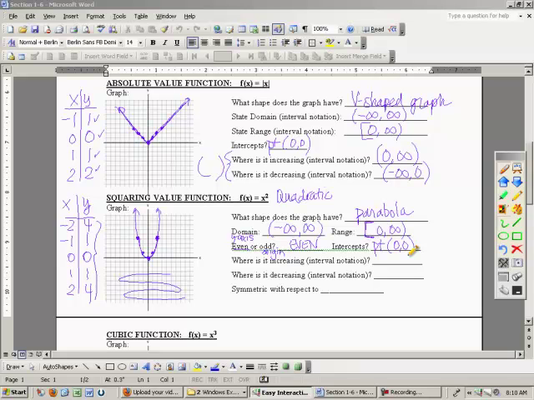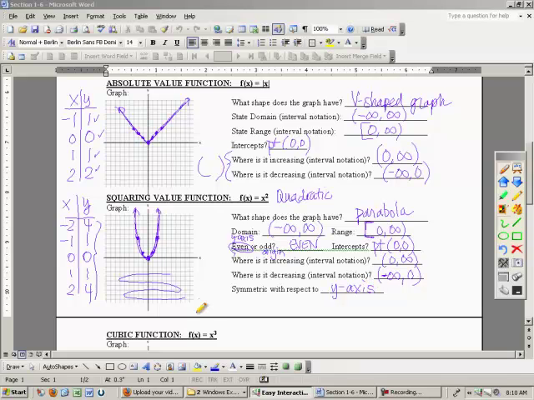It's increasing and decreasing just like the absolute value function. It increases from 0 to the right, so from 0 to infinity. It's decreasing from the left down to 0, so from negative infinity to 0. Make sure that negative's clear. And because it's an even function, it's symmetric with the y-axis.